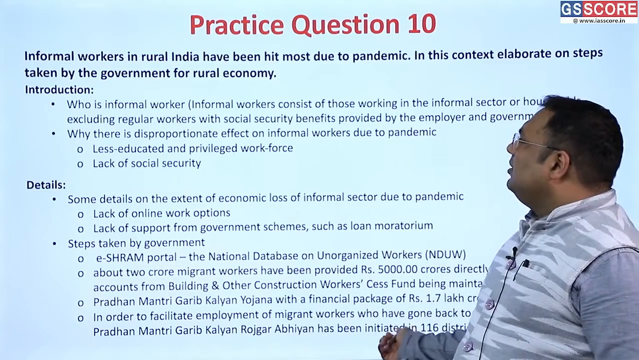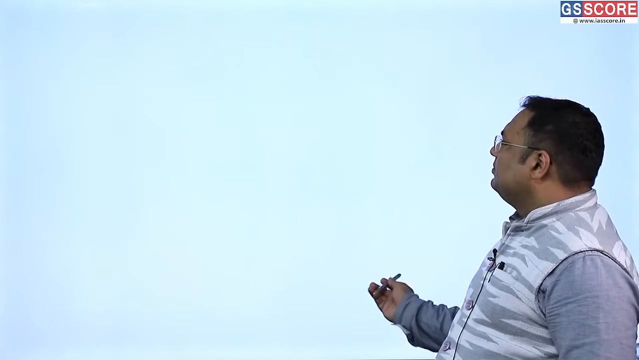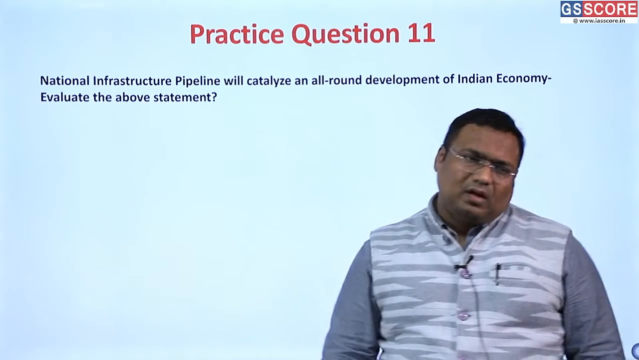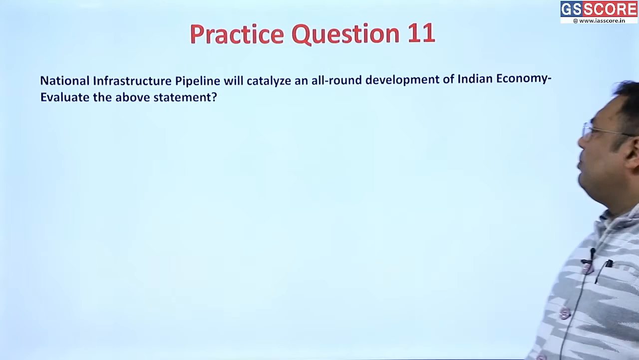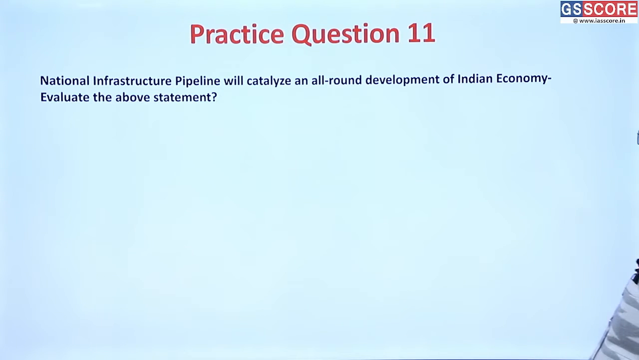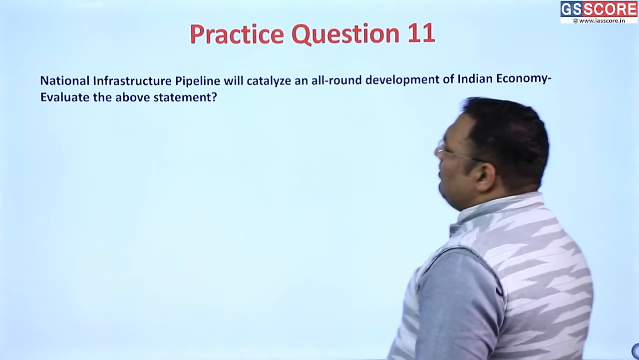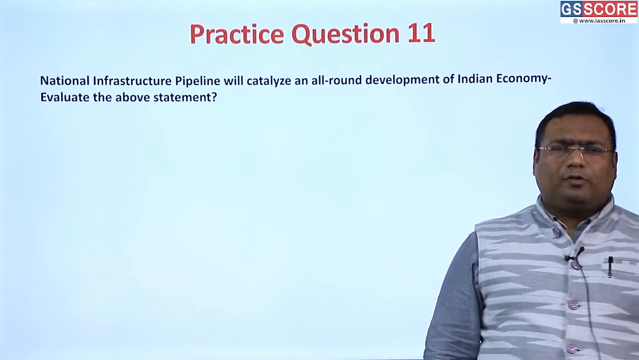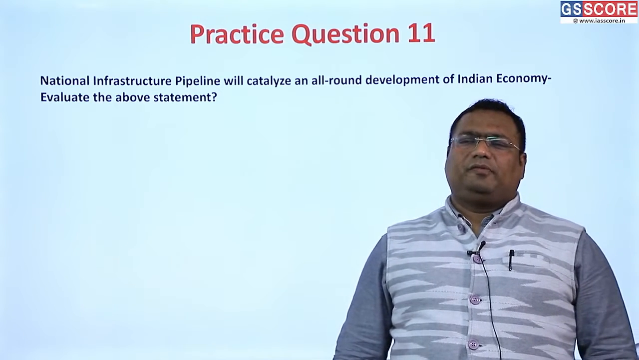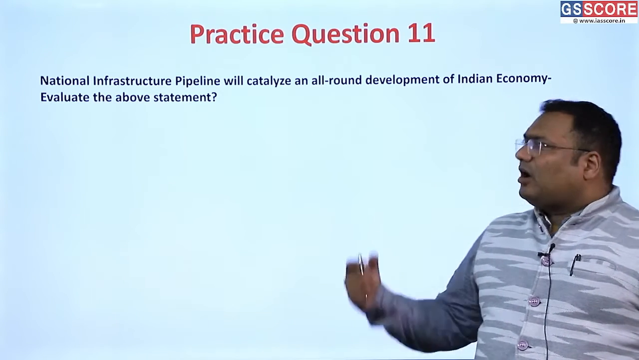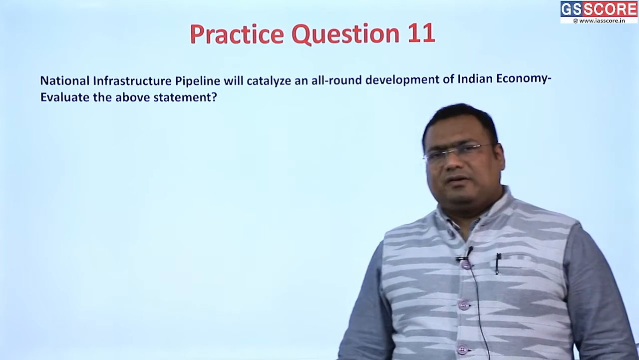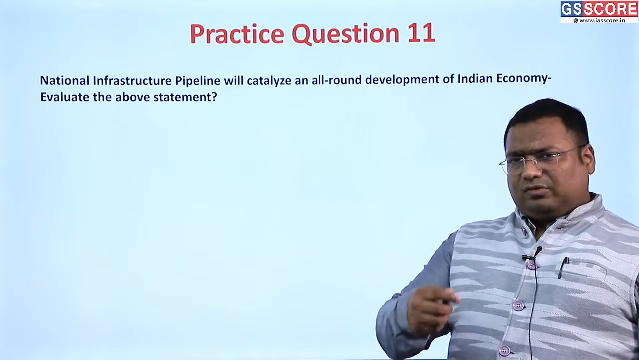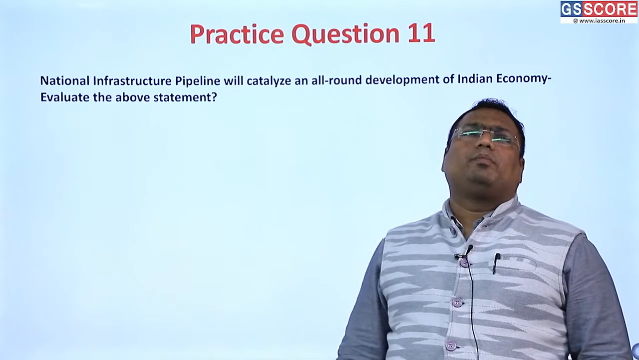So now let us look at the next question, please. Question number 11. National infrastructure pipeline will catalyze an all-round development of Indian economy. Evaluate the above statement. Again, very straightforward, direct question. Generally the questions which are asked from specific sectors, these are straightforward and direct. Policy making questions we have already covered in large numbers in the previous questions.